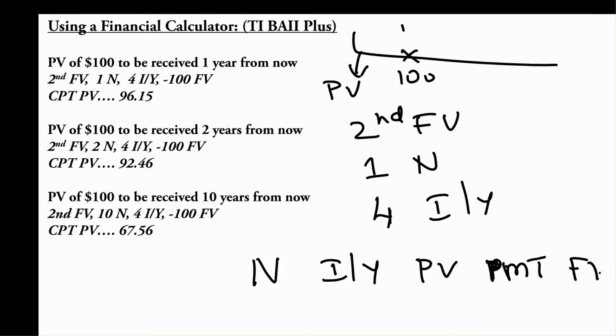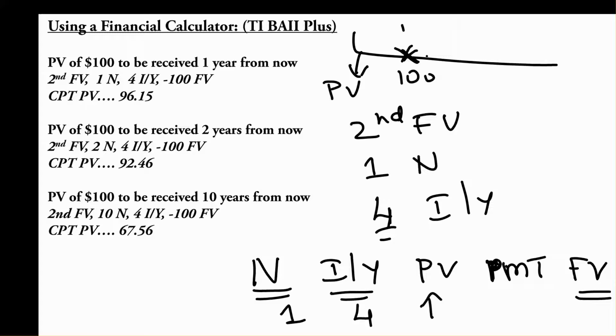Okay. In this case, we're given the n, the interest rate, and the future value, and we need to compute the present value. So you can ignore the payment. Input your n, which is 1, input 4, which is your interest rate. There's no payment here, so you can ignore that. You can put in 0 payment, but you don't need to do that. Then you input your future value. What is your future value? That's 100.